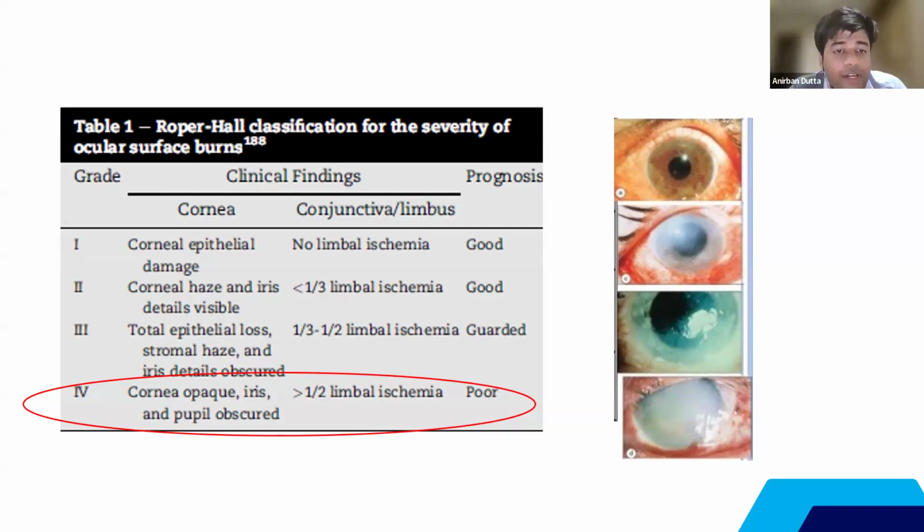However, there is a drawback here. If you look at the prognosis which is mentioned on the extreme right, Roper Hall classifies all grade 4 injuries as poor prognosis. Now, this was the old concept. However, nowadays, this is not true. A lot of patients who will have more than 50% limbal ischemia can still have a good outcome.